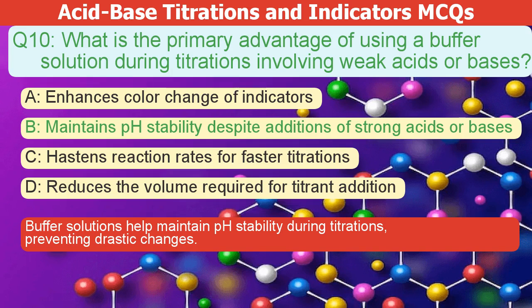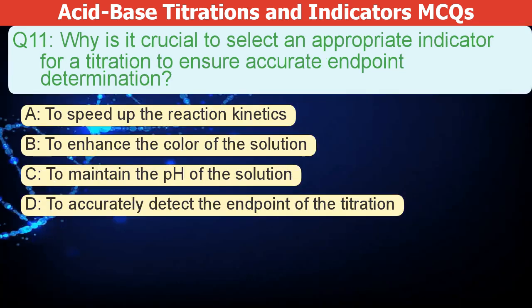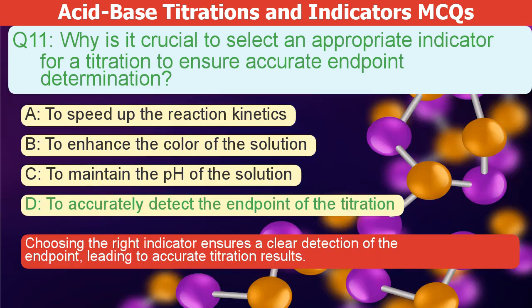Buffer solutions help maintain pH stability during titrations, preventing drastic changes. Why is it crucial to select an appropriate indicator for a titration to ensure accurate endpoint determination? A. To speed up the reaction kinetics. B. To enhance the color of the solution. C. To maintain the pH of the solution. D. To accurately detect the endpoint of the titration. The correct answer is D.